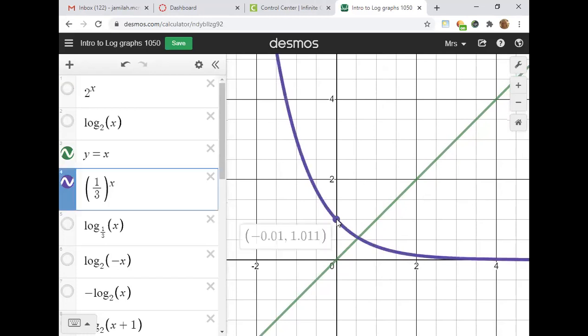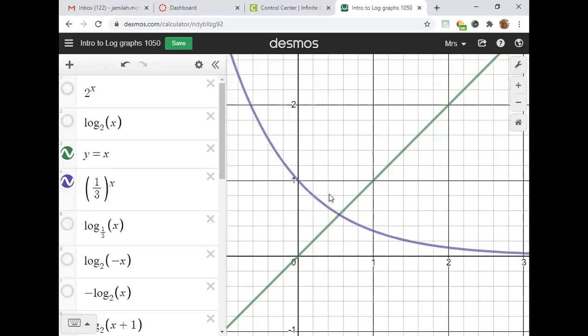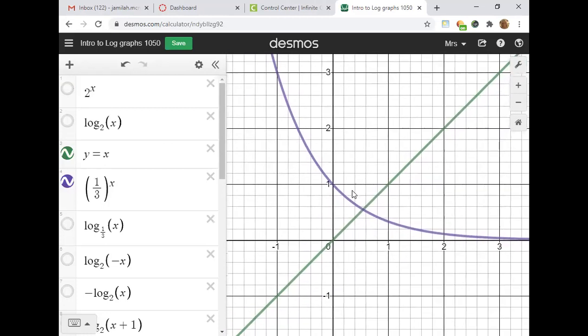So I'll take this point, and it's going to go here at 1, 0. And I can take my other anchor points and swap them. But it's going to be a mirror image across that green line. So imagine what that might look like.